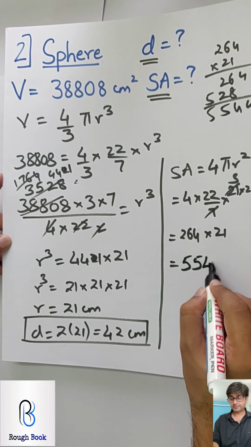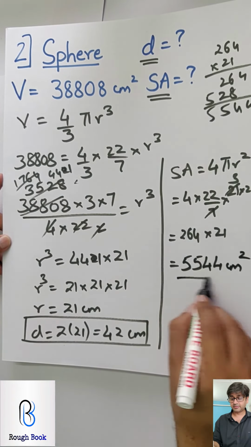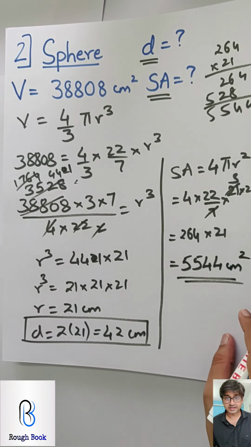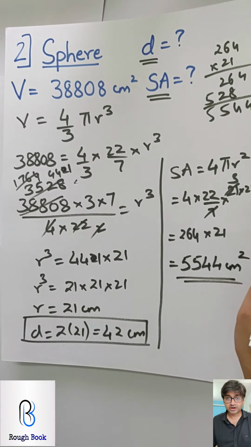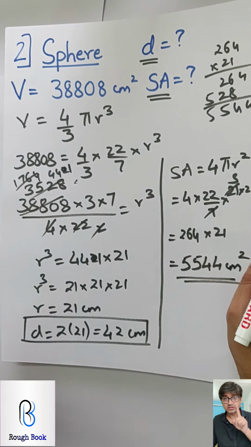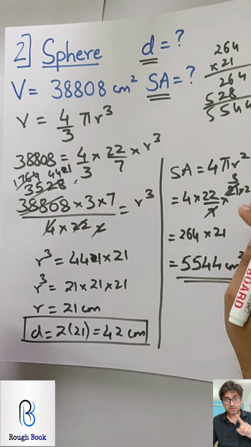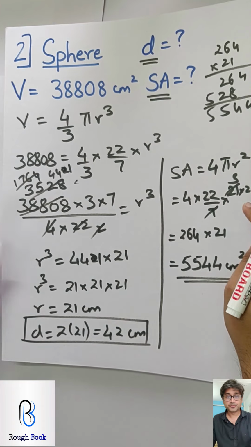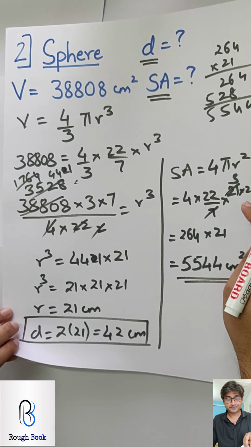5544 centimeter square should be the surface area. I'm sure you're getting it and you're not cheating, you're not copying these calculations. Please don't do that. Even if you take some extra time, you must do it on your own. Only then you will get practice and you will be as fast as you can.